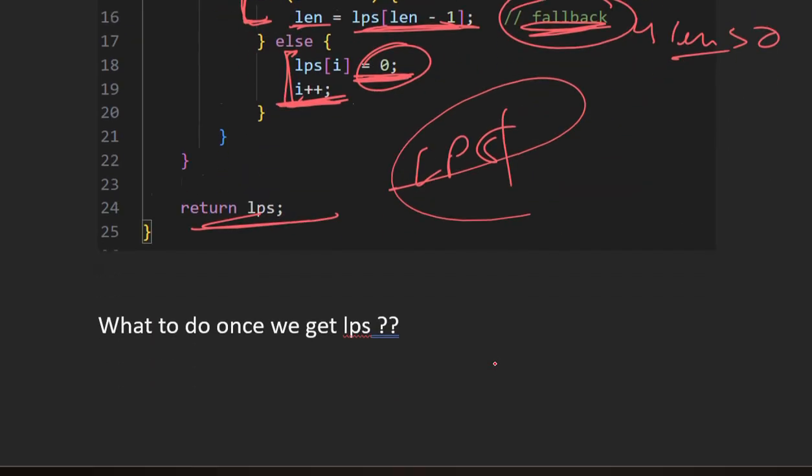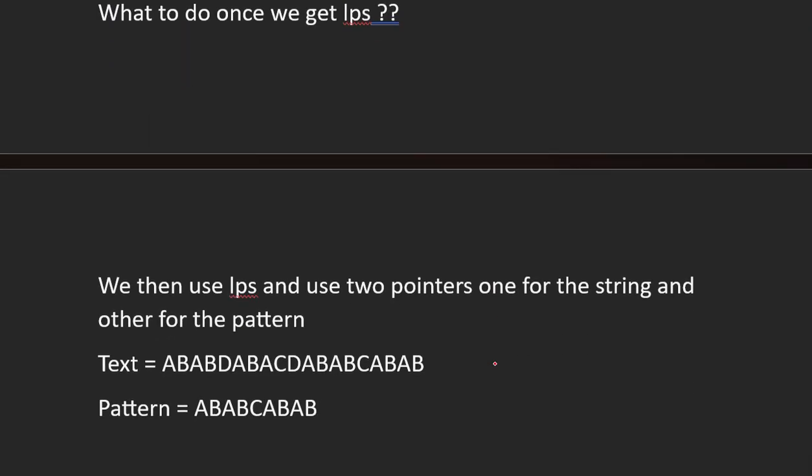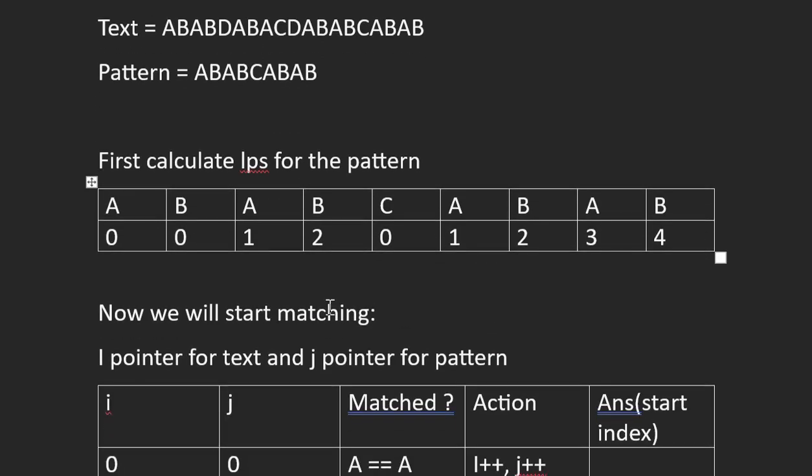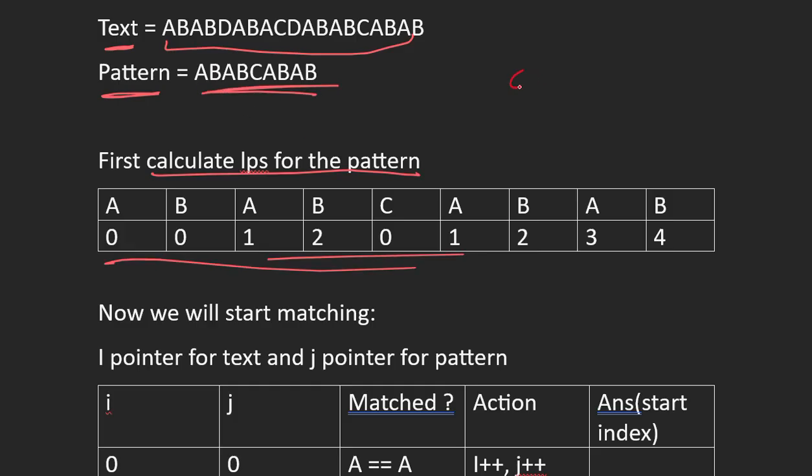Now let's move ahead and see what to do once we get our LPS. So suppose we are given this text, and we have to find this pattern inside this text, right? And we have calculated the LPS for this pattern, right? So this is our LPS, that is 0 0 1 2 0 1 2 3 and 4.